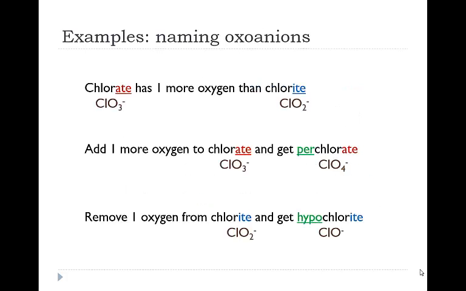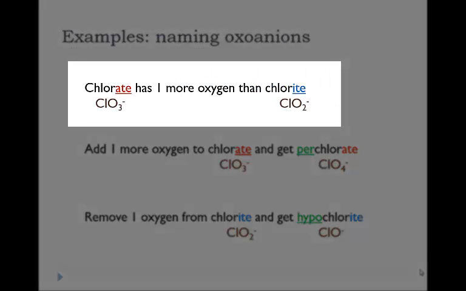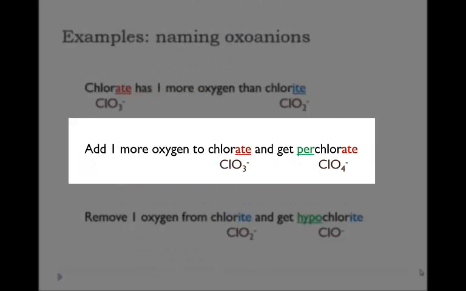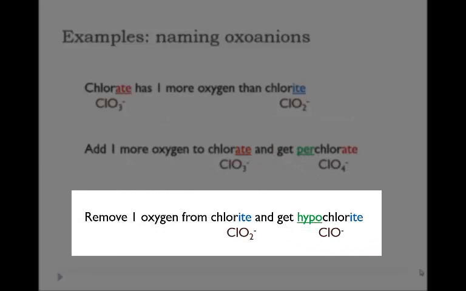For examples in naming oxoanions, chlorate, ClO3, has one more oxygen than chlorite, which is ClO2. If you add another oxygen to chlorate, then you get perchlorate. Perchlorate is ClO4 with a negative charge. If you remove one oxygen from chlorite, then you get hypochlorite. So ClO2 chlorite becomes hypochlorite, ClO.